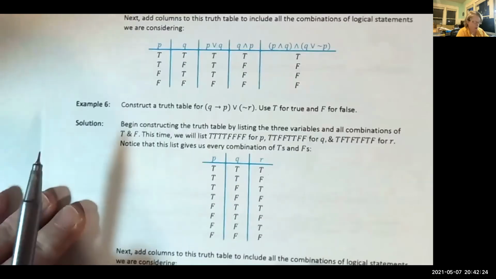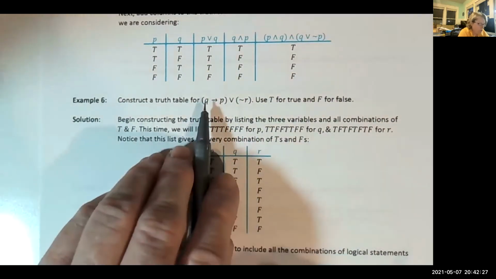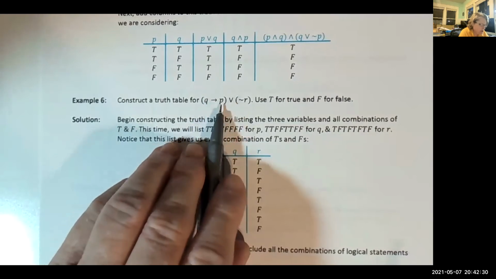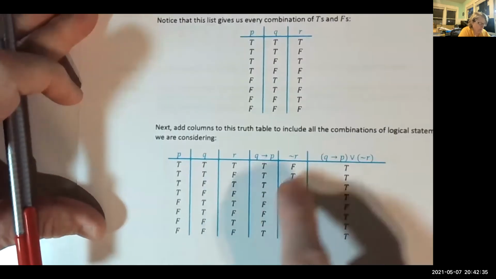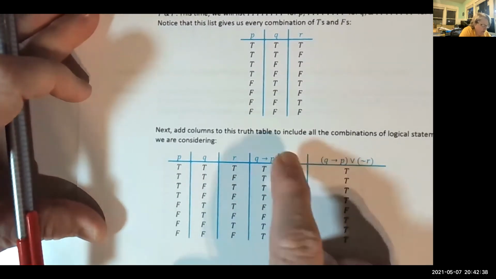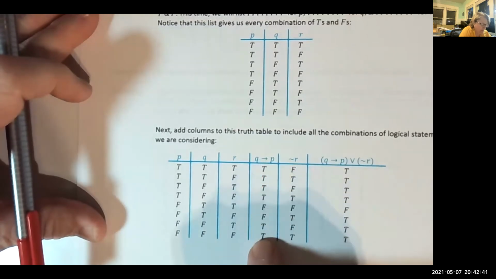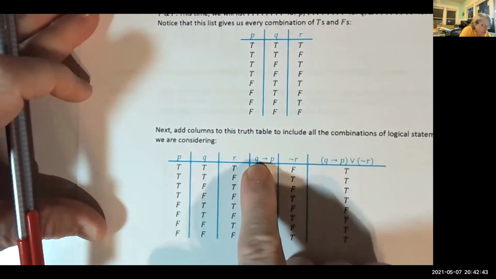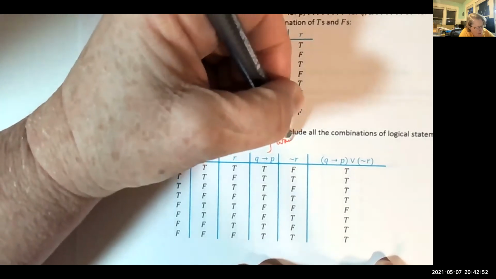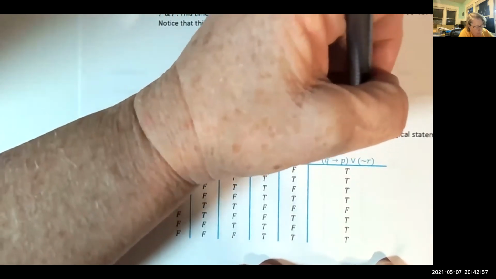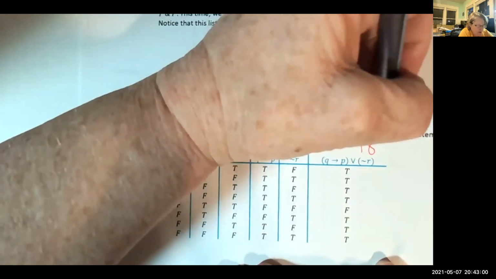Well, the first thing we're going to do is add those three columns. One of the things we need is P implies Q, and Q implies P. Remember that the only way to get a false answer is if Q is true and P is false. So the only way to get false is if Q is true and P is false.